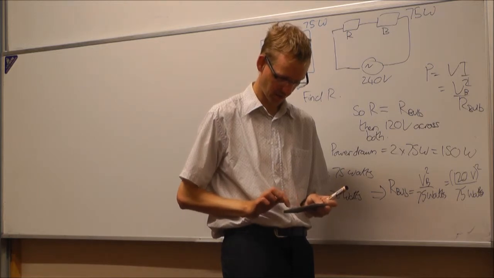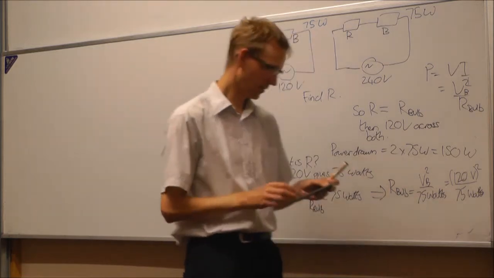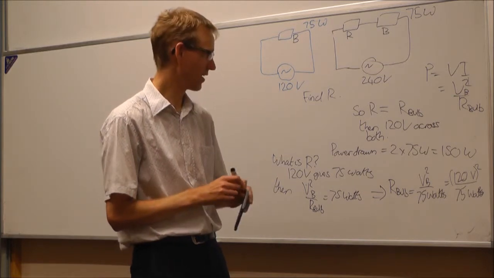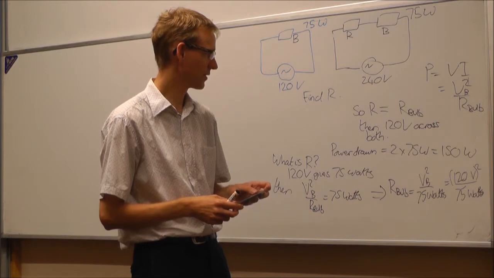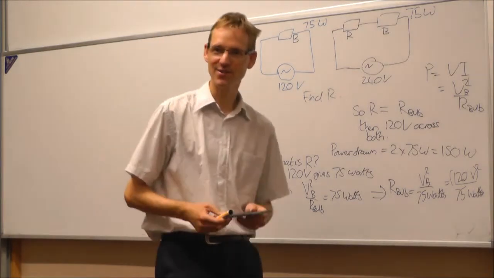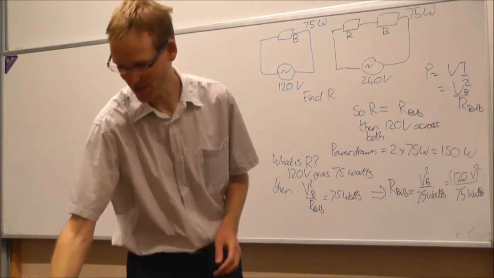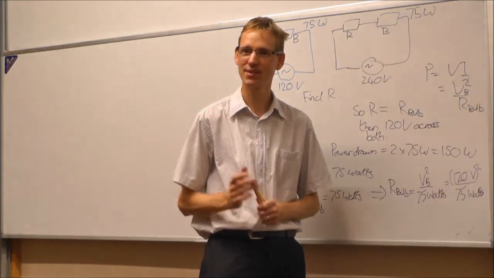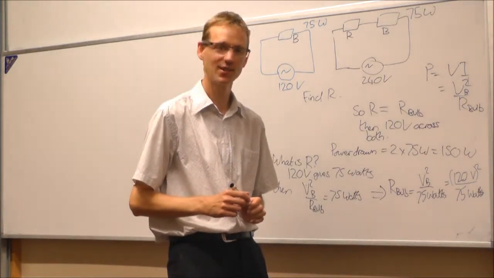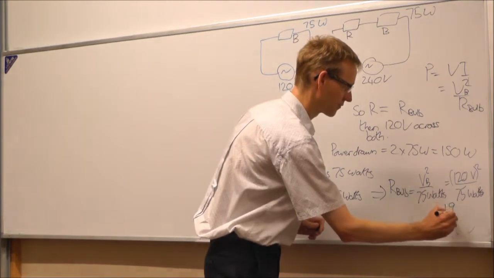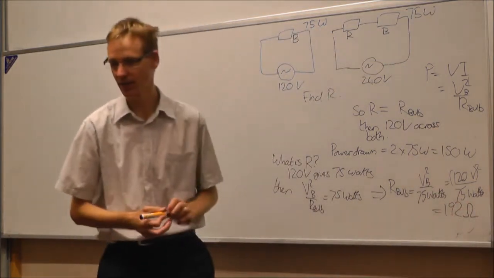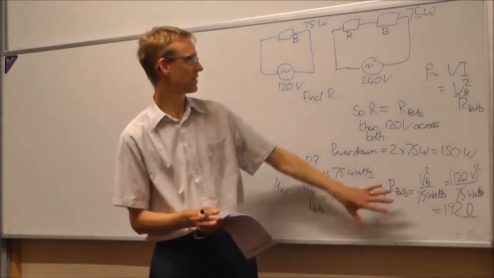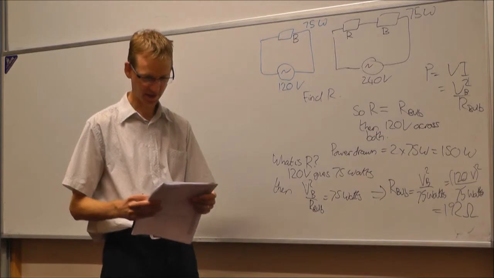120 squared divided by 75 is, on my calculator's display, it's gone a bit strange. I'll just quickly calculate it for you. Yes, I know the battery's going. Sam's pressing the buttons. 192. 192 ohms. Okay, so that gives us a resistance. So we found the resistance, we found the power.